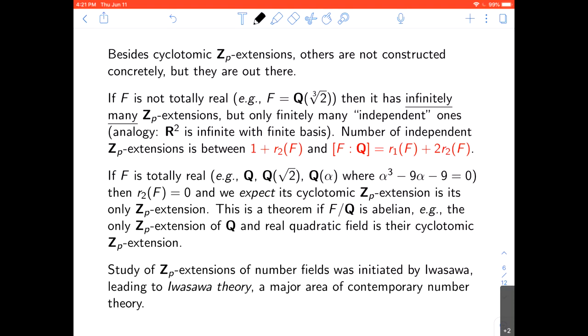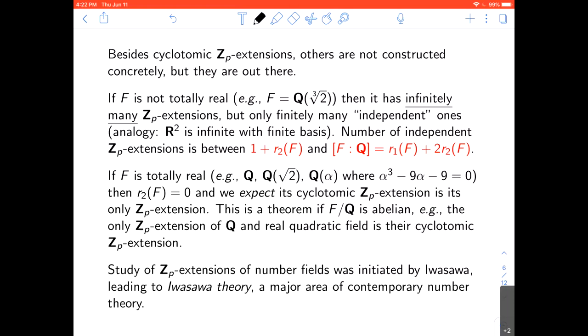It's related to the number of real embeddings of the field, that's the r_1 of F, and the number of non-real complex embeddings of the field, that's the r_2 of F. So a totally real field has no embeddings into C that are not actually into R. So the r_2 in that case is zero. And so we think that totally real fields like Q adjoining the square root of two, or Q, should only have the cyclotomic Z_p extension as its only Z_p extension. And this is known to be true.